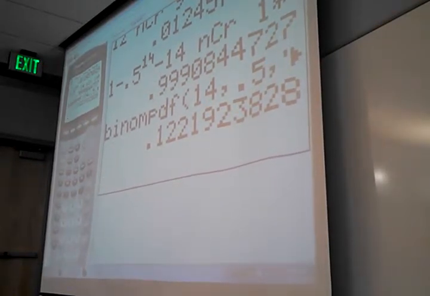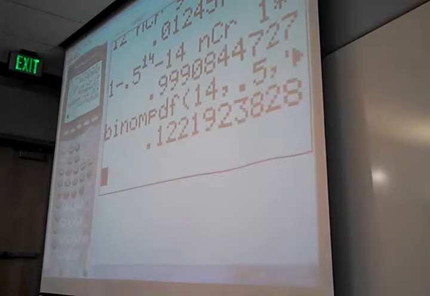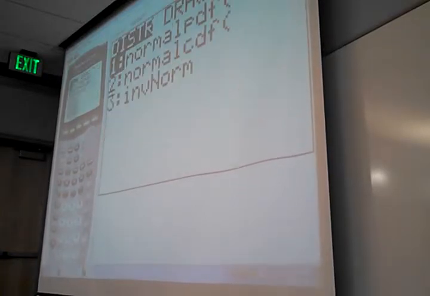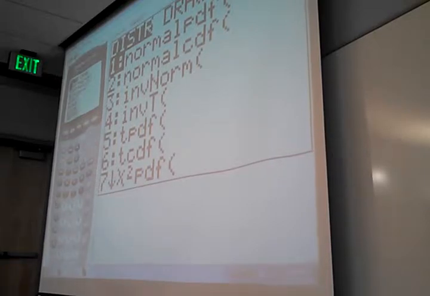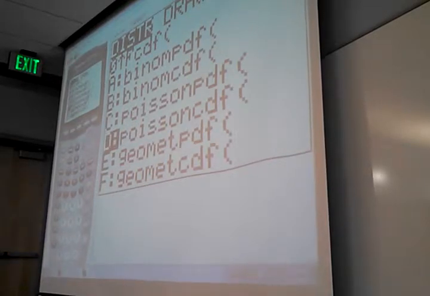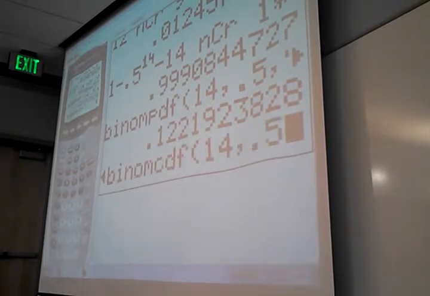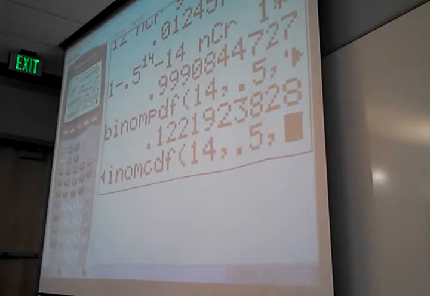So 1 minus, second VARS to get into distributions, binomial CDF, then I can do 14, 0.5, and now I want to go up to 1. I better get the 0.9908 that we got. Yeah. Thank God.